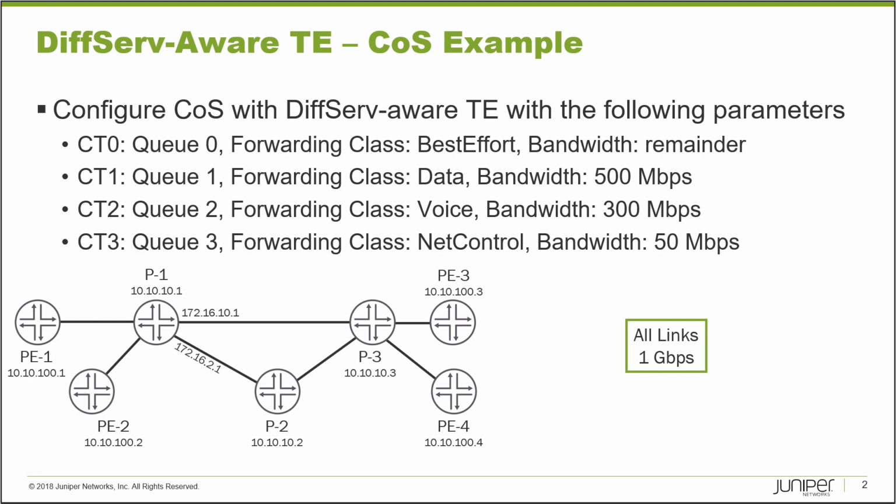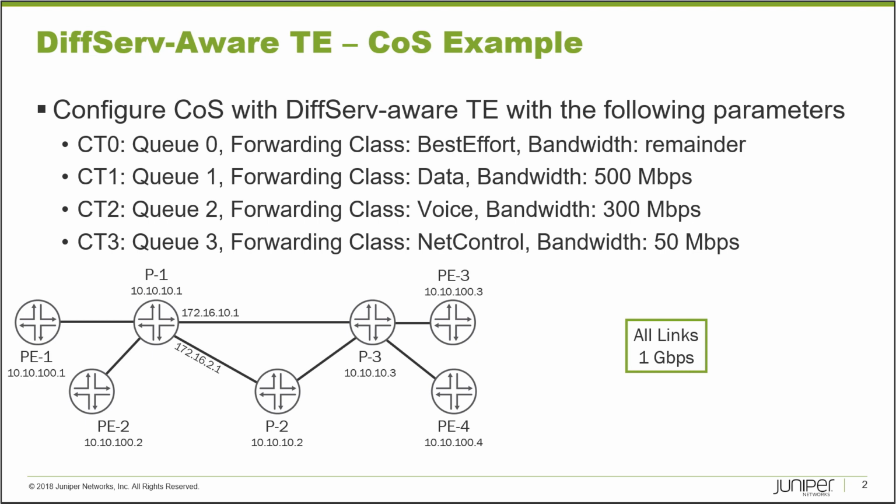The first thing we need to do is configure CT0 to use Q0, forwarding class best effort, bandwidth the remainder of the bandwidth that's left over. CT1 needs to be Q1, forwarding class data, bandwidth 500 megabits per second. CT2 uses Q2, forwarding class voice, bandwidth 300 megabits per second. CT3 uses Q3, forwarding class net control, bandwidth 50 megabits per second. And one thing to keep in mind here is that what you configure on one router is what you're going to configure on the rest of the routers.